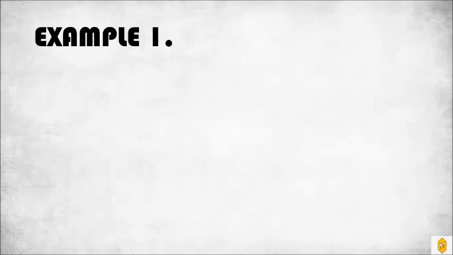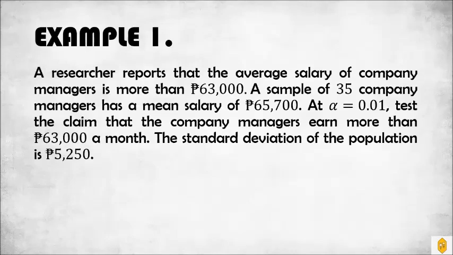Example number 1, a researcher reports that the average salary of company managers is more than 63,000 pesos. A sample of 35 company managers has a mean salary of 65,700 at alpha is equal to 0.01. Test the claim that the company managers earn more than 63,000 a month. The standard deviation of the population is 5,250 pesos. Okay? So first, analyze niyo yung problem.